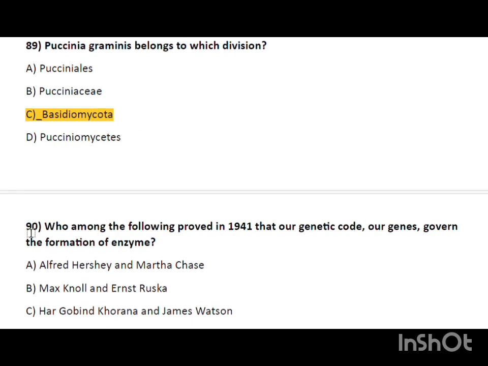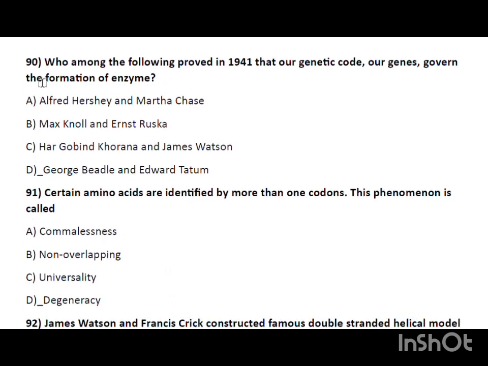Then question number 90. Who among the following proved in 1941 that our genetic code, our genes, govern the formation of enzymes? Option A, Alfred Hershey and Martha Chase. Option B, Knoll and Ruska. Option C, Har Gobind Khorana and James Watson. Option D, Beadle and Tatum. The correct answer is option D, Beadle and Tatum.